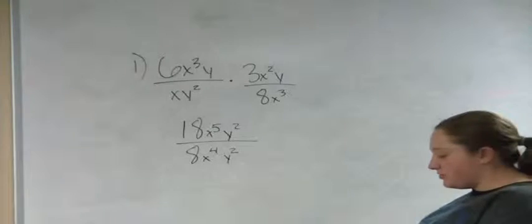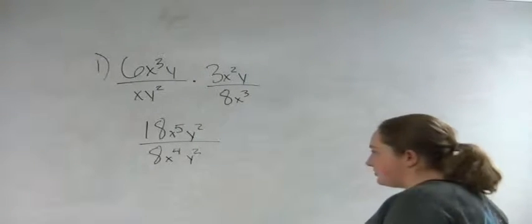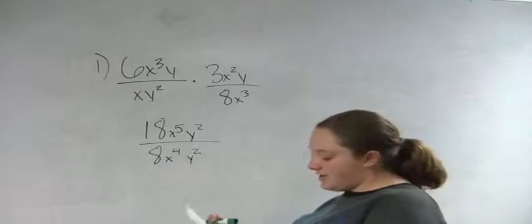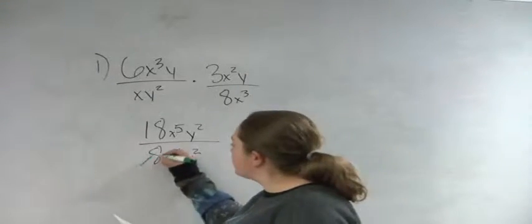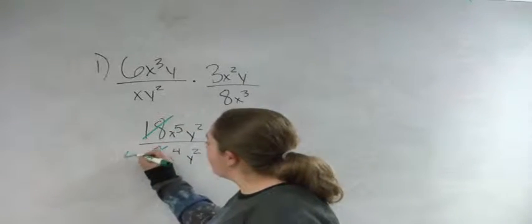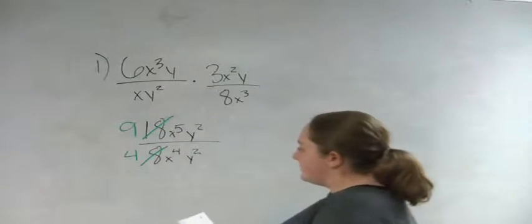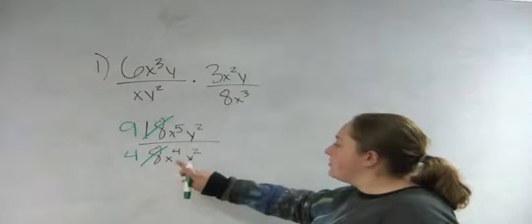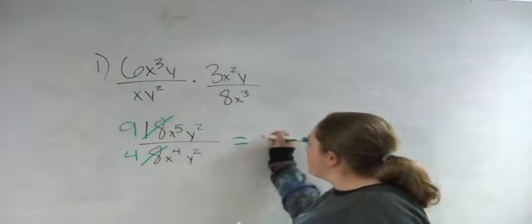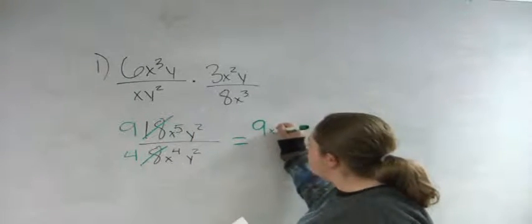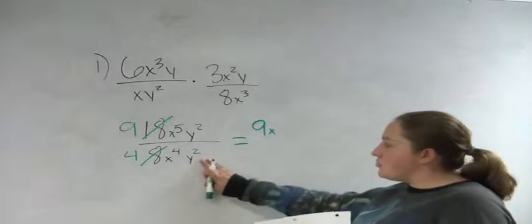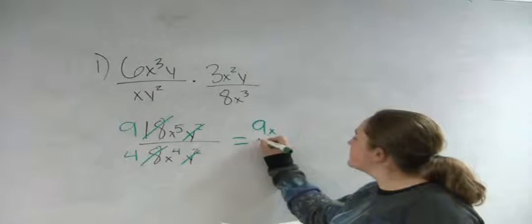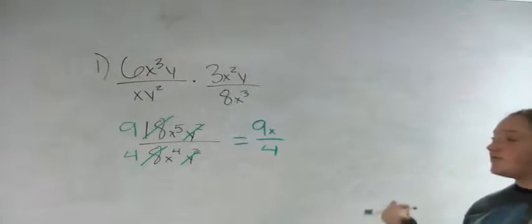So, now I'm going to reduce. What goes into both 8 and 18 is 2. So, we reduce these and we get 4 and 9. And since there's 5 x's on the top and 4 on the bottom, we're going to move the 4 up to the top. So we're left with 9x. And since there's y squared and y squared on the top and bottom, those cancel out. So we're left with 9x over 4. And that's the final answer for that equation.